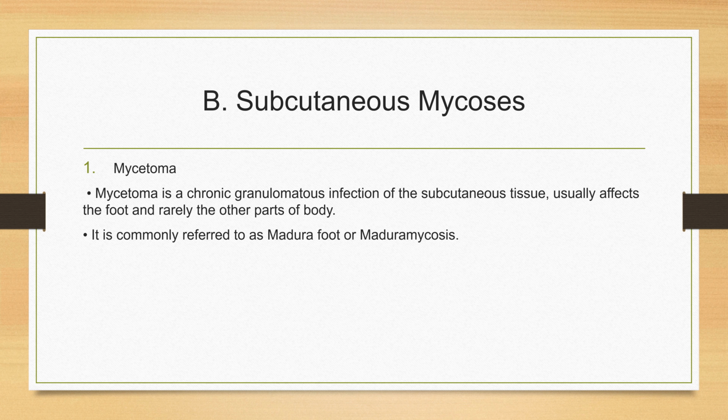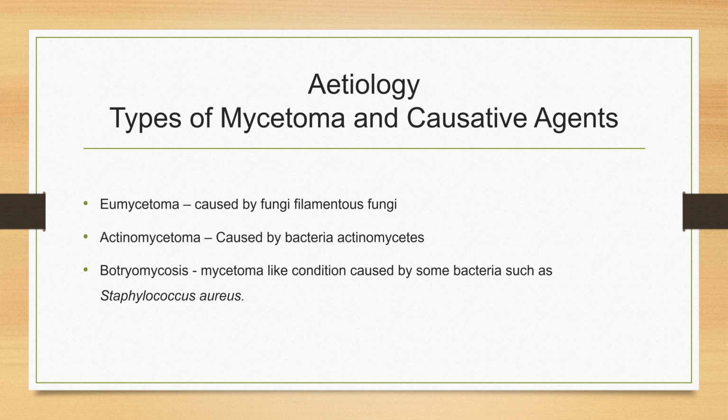It is basically a chronic granulomatous infection of the subcutaneous tissue, usually affecting the foot and rarely affecting other parts of the body. It is also referred to as Madura foot or Madura mycosis. Basically, there are two types of mycetoma, eumycetoma and actinomycetoma. Eumycetoma is caused by filamentous fungi, and actinomycetoma is caused by the bacteria Actinomycetes. There is a third type, also called botryomycosis. In this, a mycetoma-like condition is caused by a common bacterium, Staphylococcus aureus.